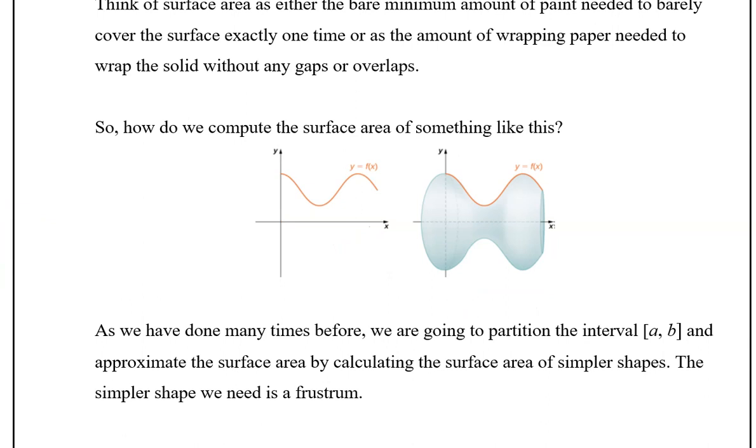How do we do this? Well, we do it the way we've done it many times before. We're going to cut up the interval from A to B, from where the curve started to where the curve ended when we revolved it, and we're going to approximate the surface area by calculating the surface area on a simpler shape. The simpler shape that we need is called a frustum.